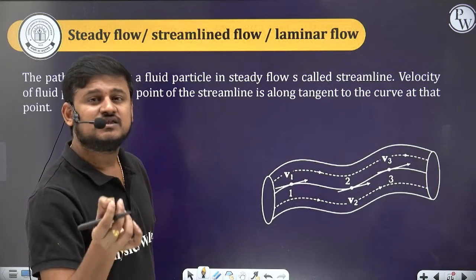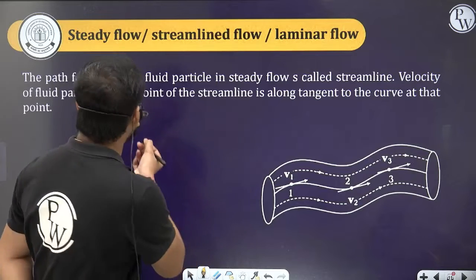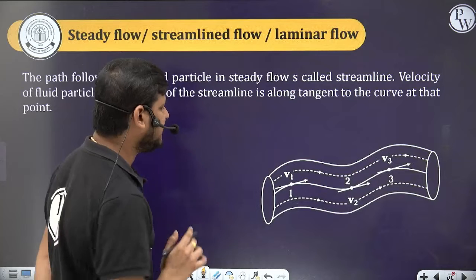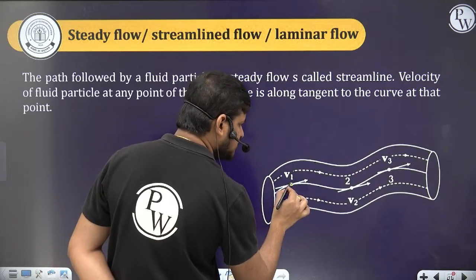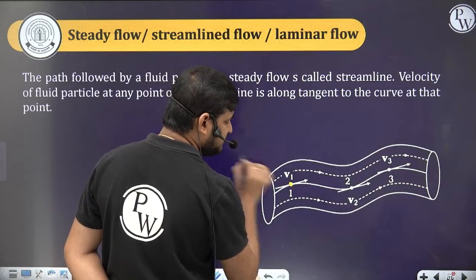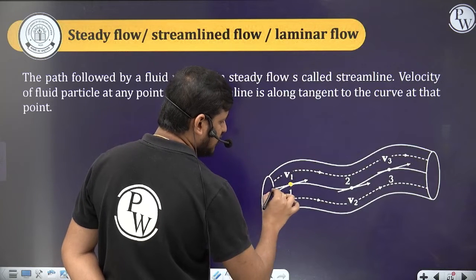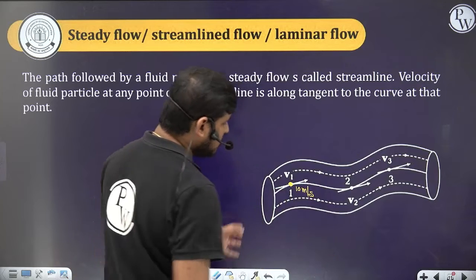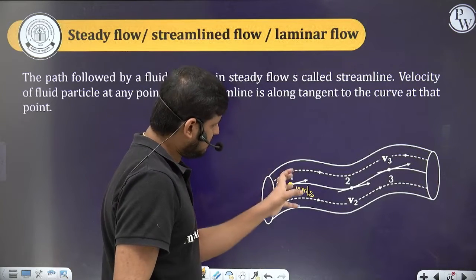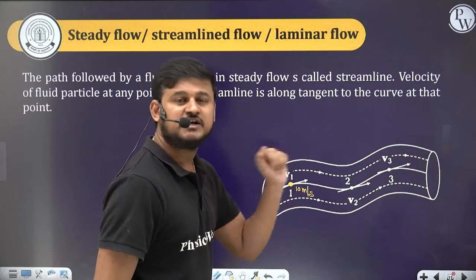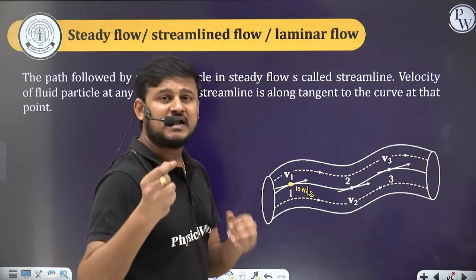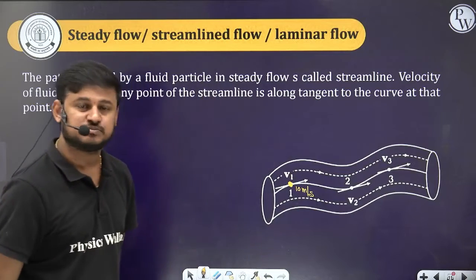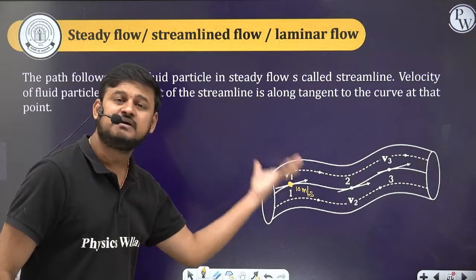So then that flow is said to be the steady flow or the streamline flow or the laminar flow. Let me repeat again with the example. Let's suppose I consider this point, a fluid particle is moving with a speed of 10 meter per second, and the particle which is coming later should also move with the same 10 meter per second, and every particle which is moving from this point should have the same 10 meter per second.